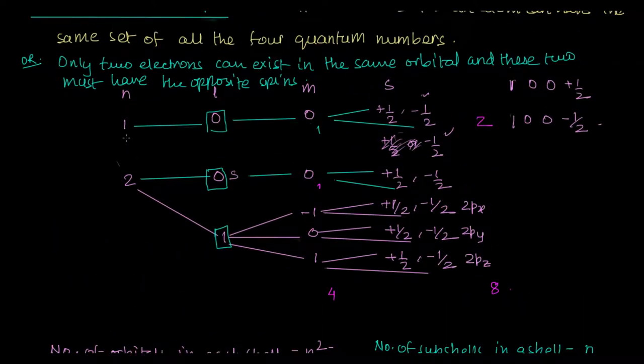So again, I'm emphasizing that this represents shells, this represents subshells, and this represents orbitals. Whatever is the number here, that is the number of orbitals. So there are four orbitals here, one orbital here, and one subshell here. There are two subshells here, 2s and 2p. Fine.